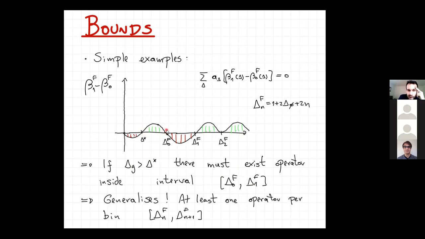The bin comprised between delta zero F and delta one F. Okay? So this is very interesting, right? Because we started with this crossing equation, which is a continuous equation, for continuous variables. And now we are getting some discreteness out of it. It tells us that in this finite size bin of size 2, so these values are computed by this. So this has length 2 in scaling dimension space. There has to be an operator inside that bin. Okay, so I find this is pretty cool.